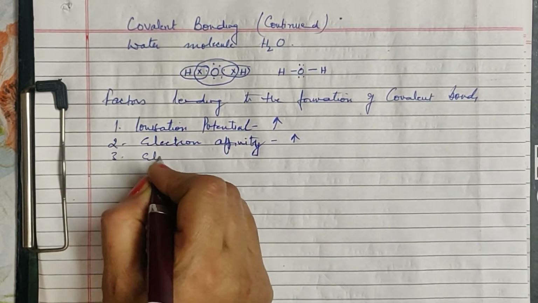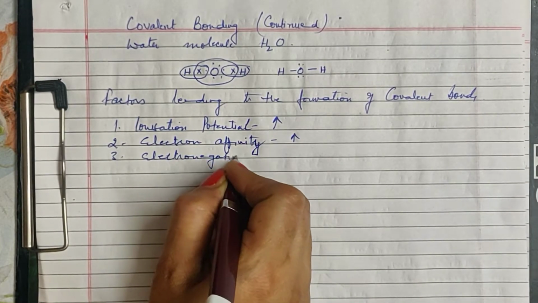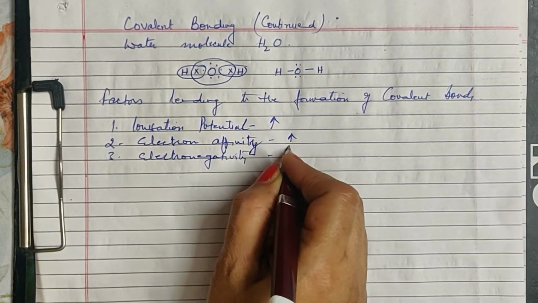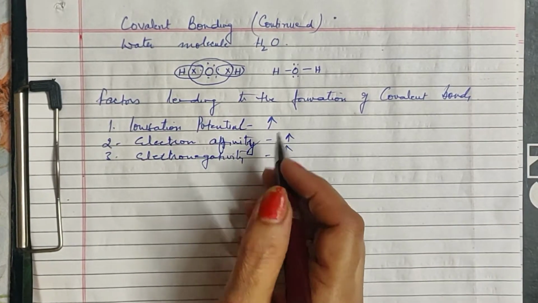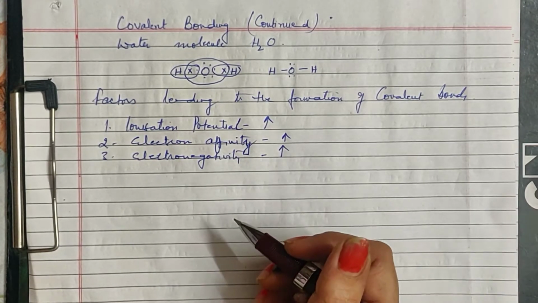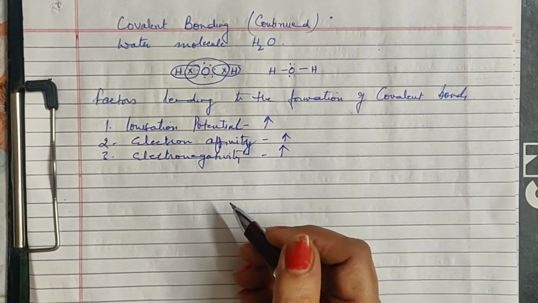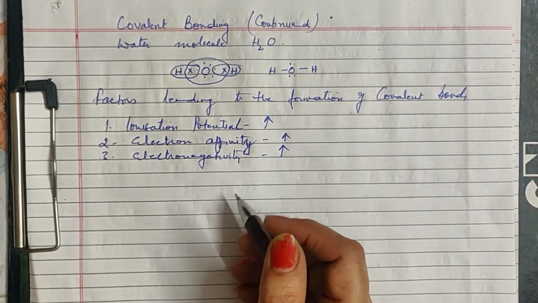And similarly, if the electronegativity of both the combining atoms is high, then also it will lead to the formation of a covalent bond, because both the atoms will pull the electrons towards themselves. None of them will give it, but both of them will be equally willing to accept it.